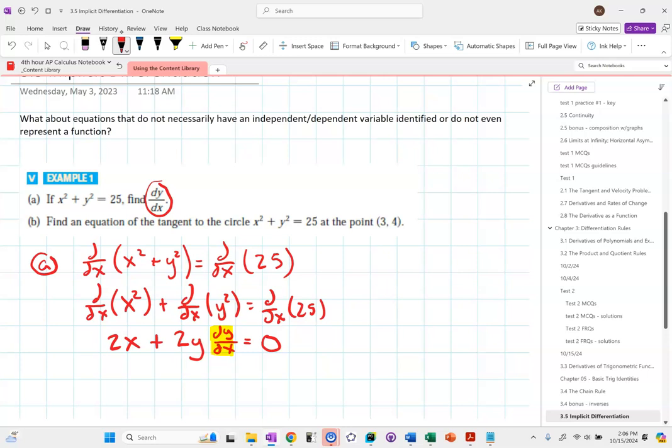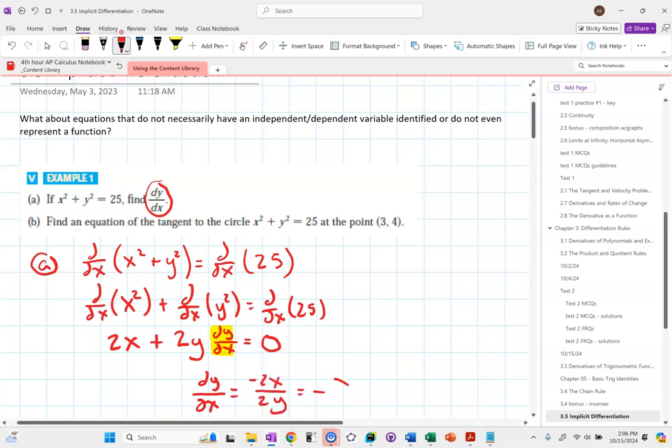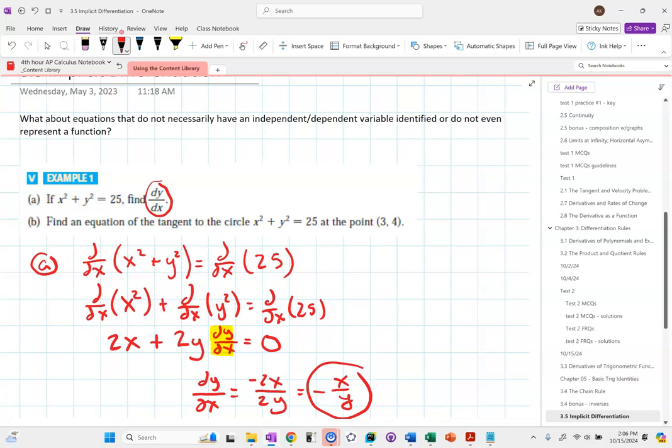All right, so now all I'm going to do is get that dy dx by itself. So I'll subtract the 2x over and then divide by 2y. So dy dx should be negative x over y. Everybody's okay there? Okay, so back to where this dy dx is coming from.